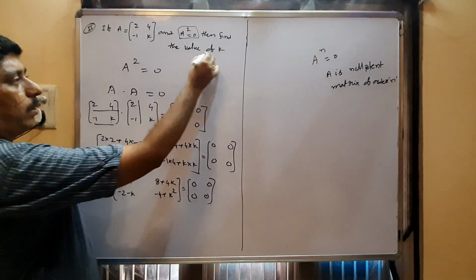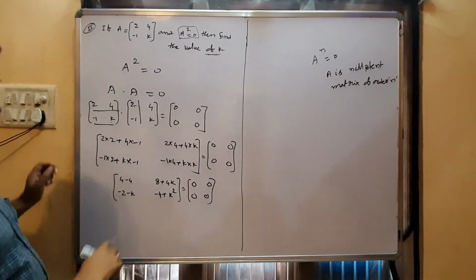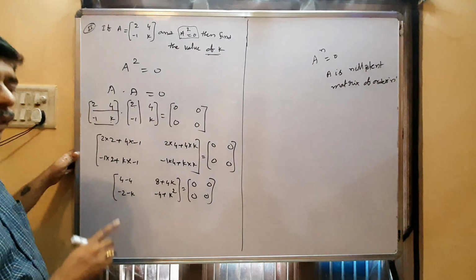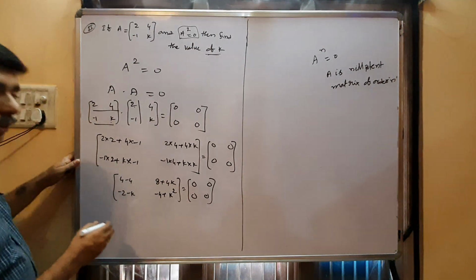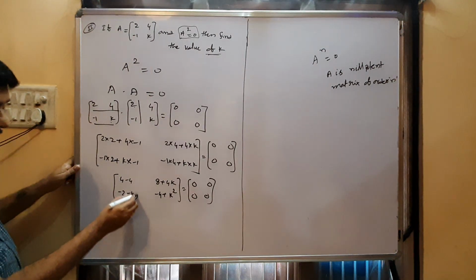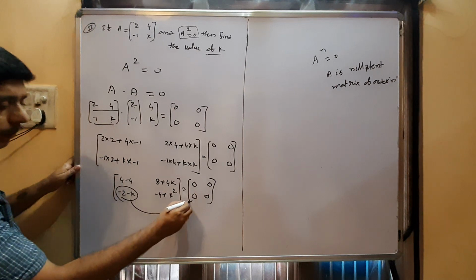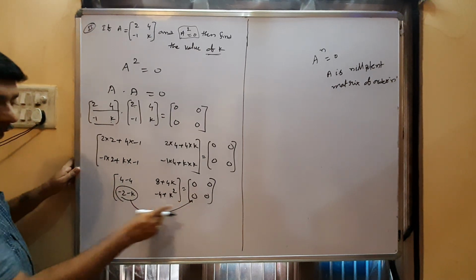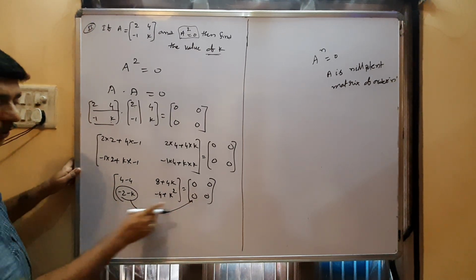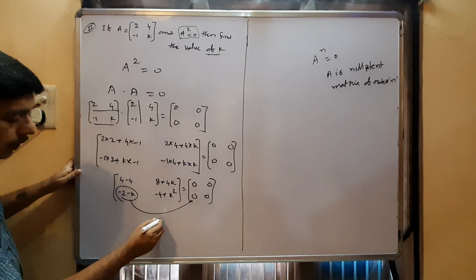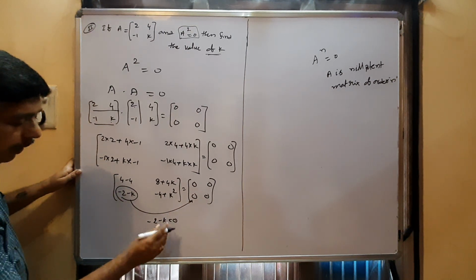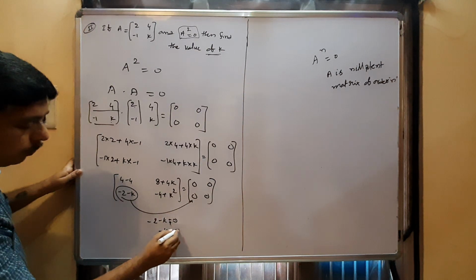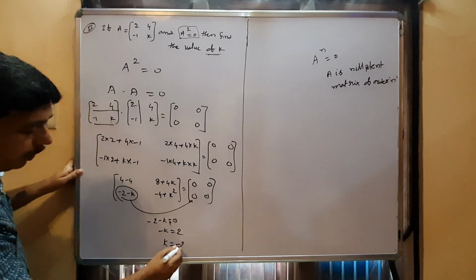You have to find the value of K. Two matrices are equal means corresponding orders are equal and corresponding elements are also equal. I will compare the element with K: second row, first element. Minus 2 minus K equal to 0. Minus K equal to 2. K equal to minus 2 is the answer.